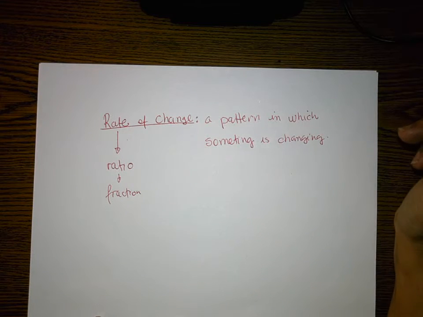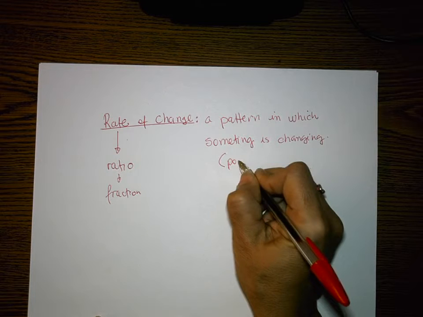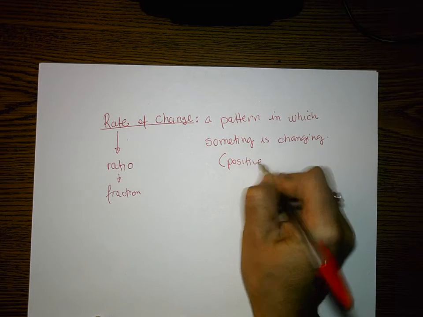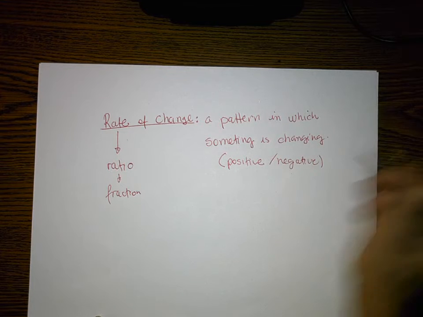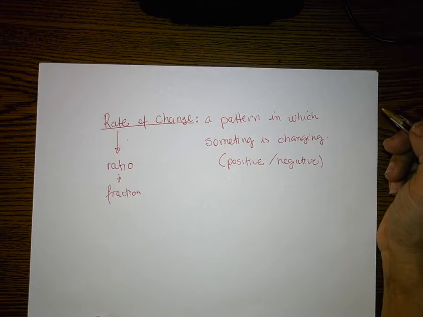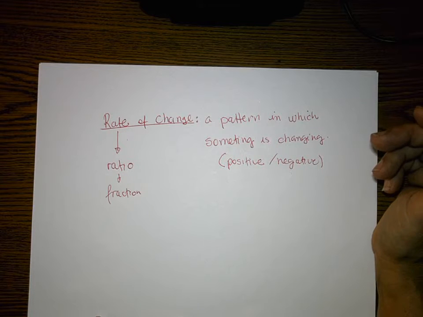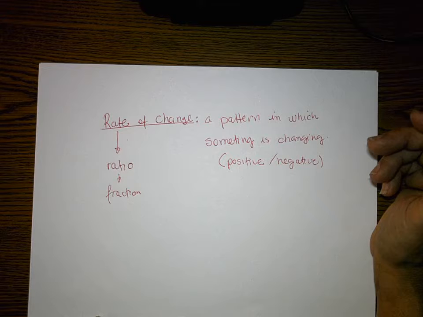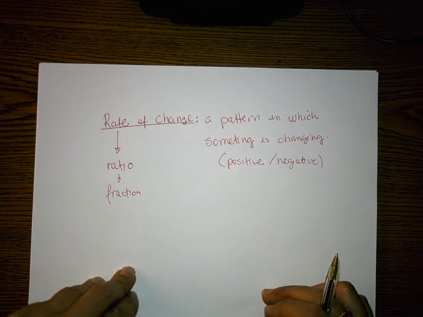So something can either change in a positive way, or it can also change in a negative way. I'm going to make myself a note. And something can also not change at all. For example, my paycheck. It doesn't change at all. Every month is the same. So a rate of change can be 0, not change at all, okay? So that is the definition of a rate of change.